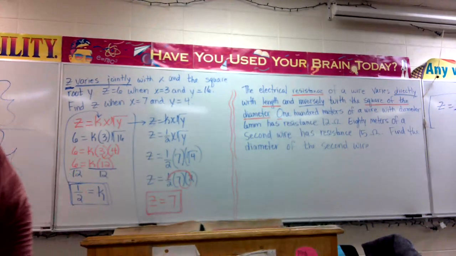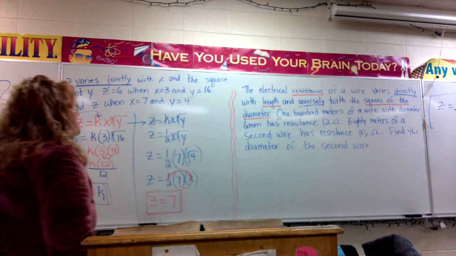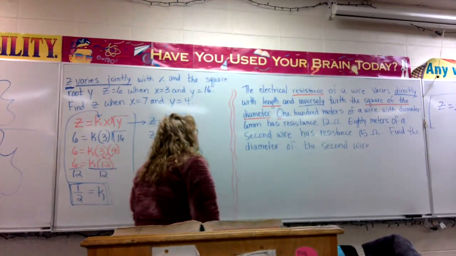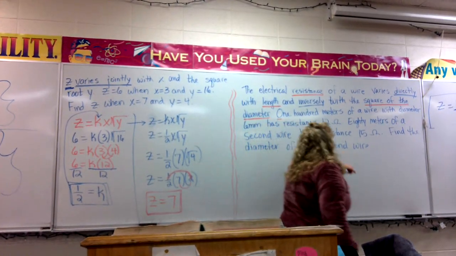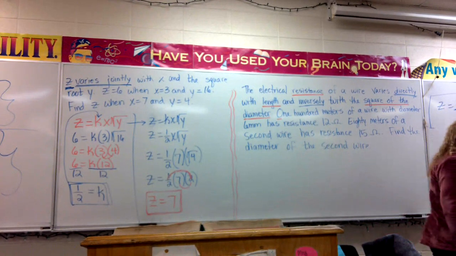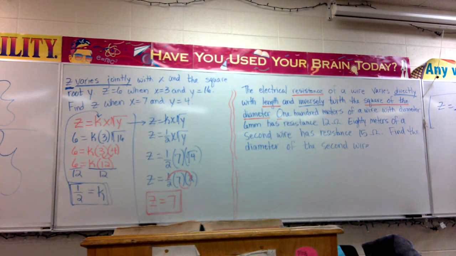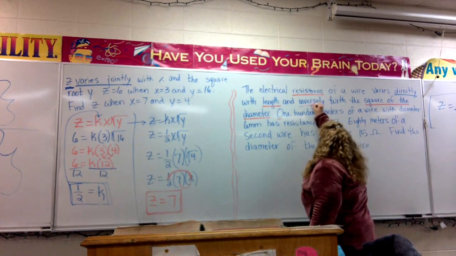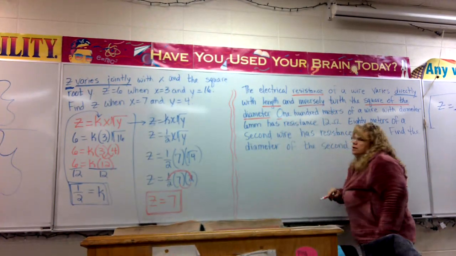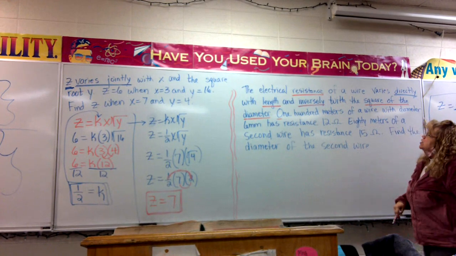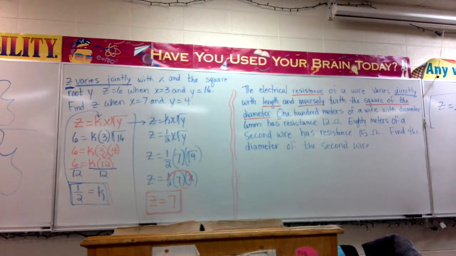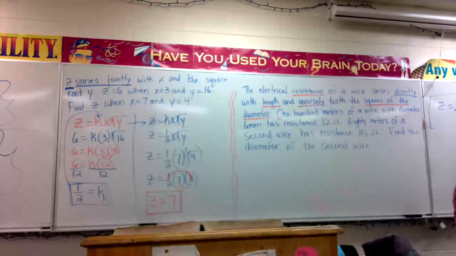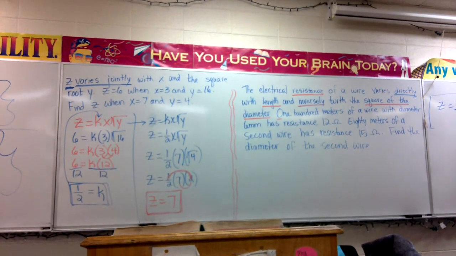I think he's asleep. So look at this one. Oh, you're going to get excited. The electrical resistance varies directly with the length. Hey, that's what we did yesterday. It varies directly with the length. But look at this. It also varies inversely with the square of the diameter. How can you have both in one problem?